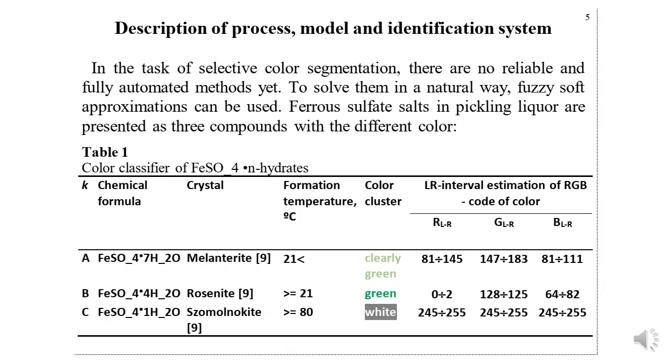In the task of selective color segmentation, there are no reliable and fully automated methods yet. To solve them in a natural way, fuzzy soft approximation can be used. Ferrous sulfate salts in pickling liquor are presented as free compounds with different colors. You can see this in Table 1.